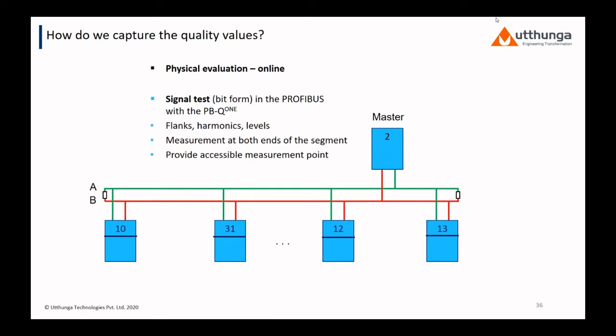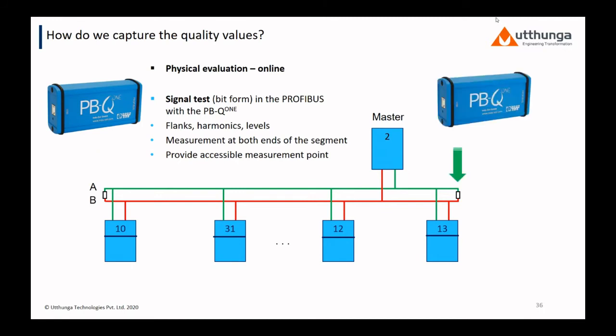First I will talk about the commissioning purpose. If your plan is perfect and you eliminate most of the problems at the planning stage, then 60 to 70% of your problems are resolved in PROFIBUS networks, and you may not get frequent issues. That is why I will introduce one tool, the PBQ1 device, manufactured by Indosol. You can use this for maintenance and commissioning. It is called a signal quality tester.